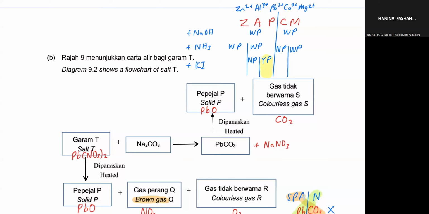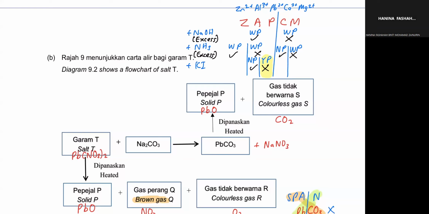Then you remember tick, cross, tick, cross, tick, cross, tick, cross. What do you mean by tick, cross? Tick means when I add NaOH the first time, they have white precipitate. Then the second time I add excess, extra, for ZAP, it will dissolve in water. Tick means soluble. Cross means cannot dissolve, insoluble, when I add excess. Same for ammonia. When I add excess, they have tick cross also.